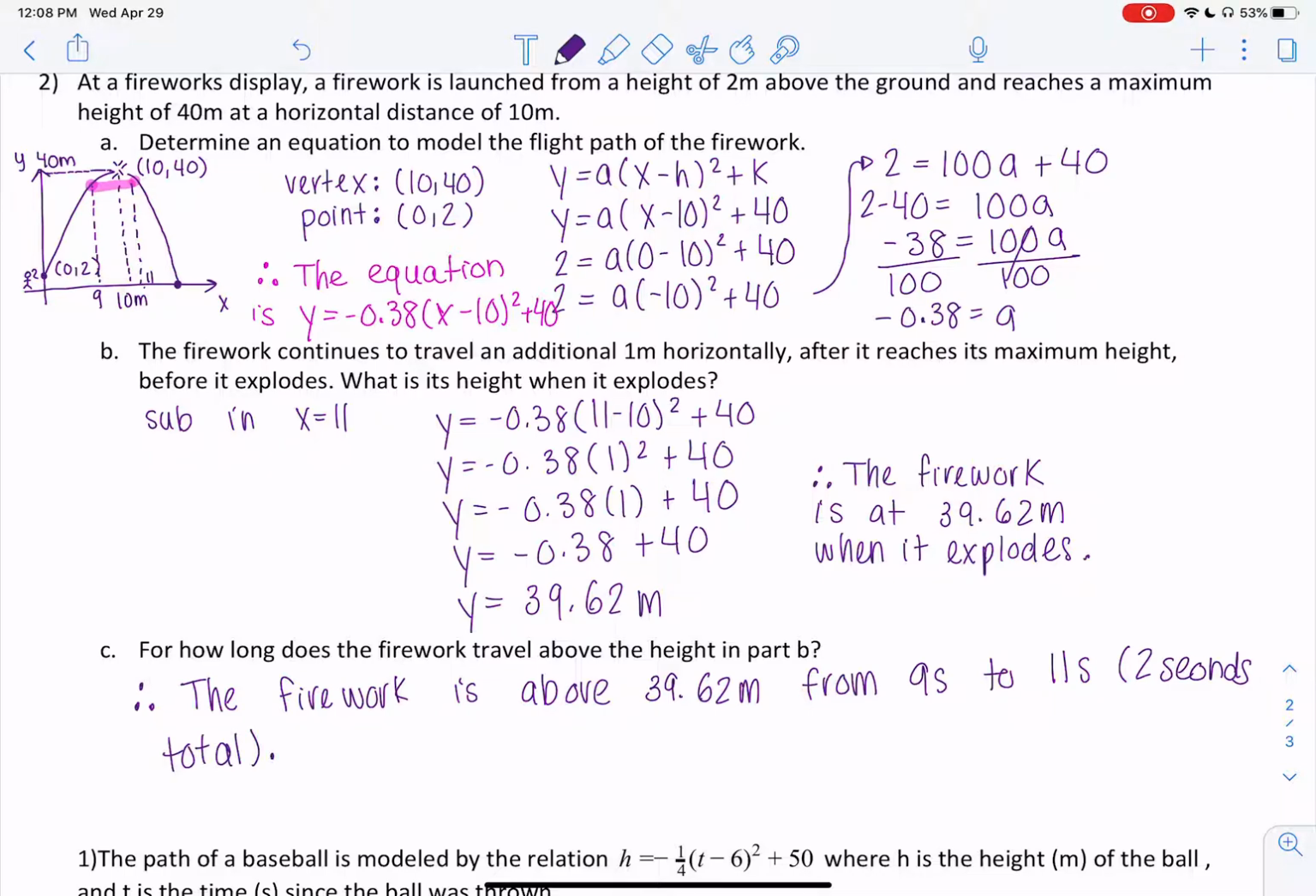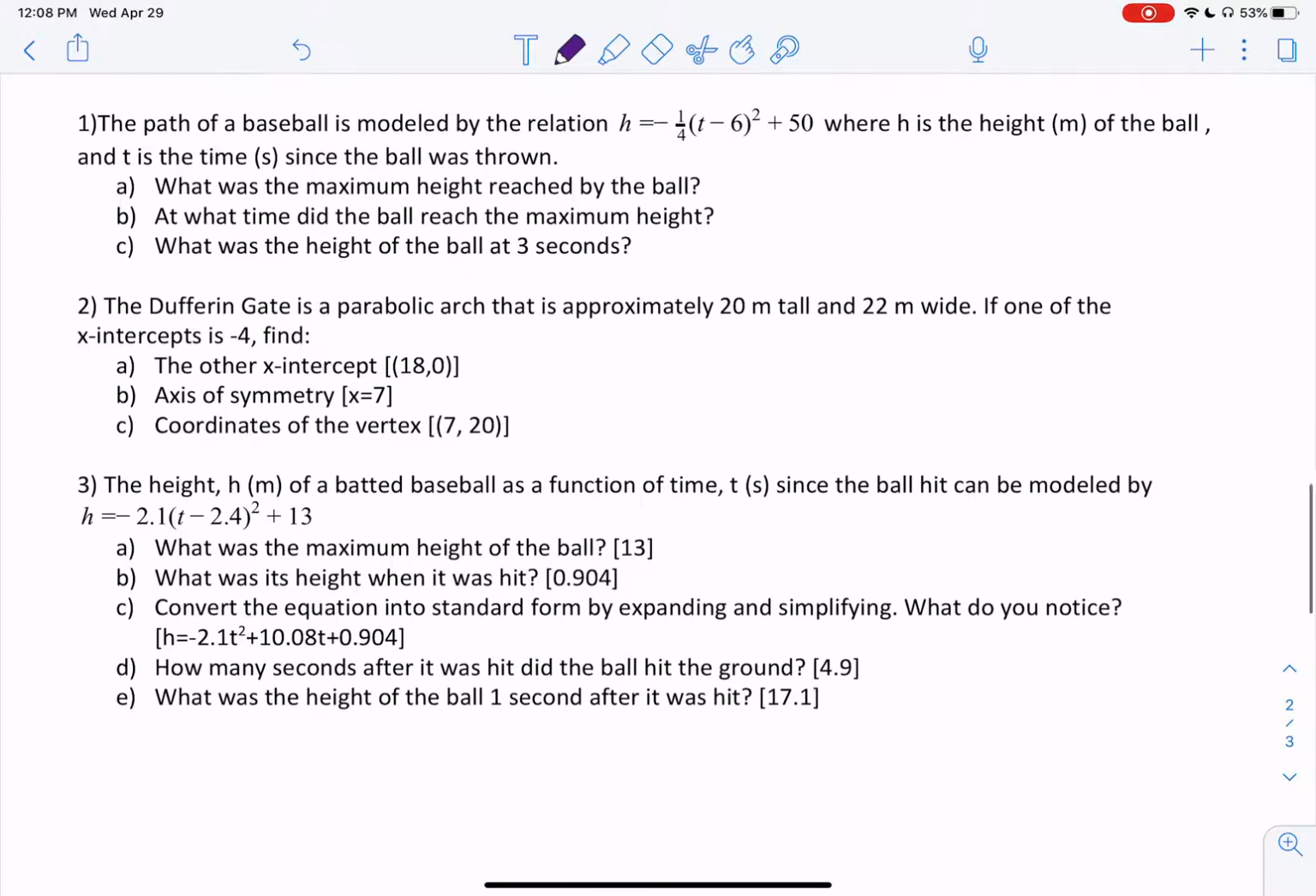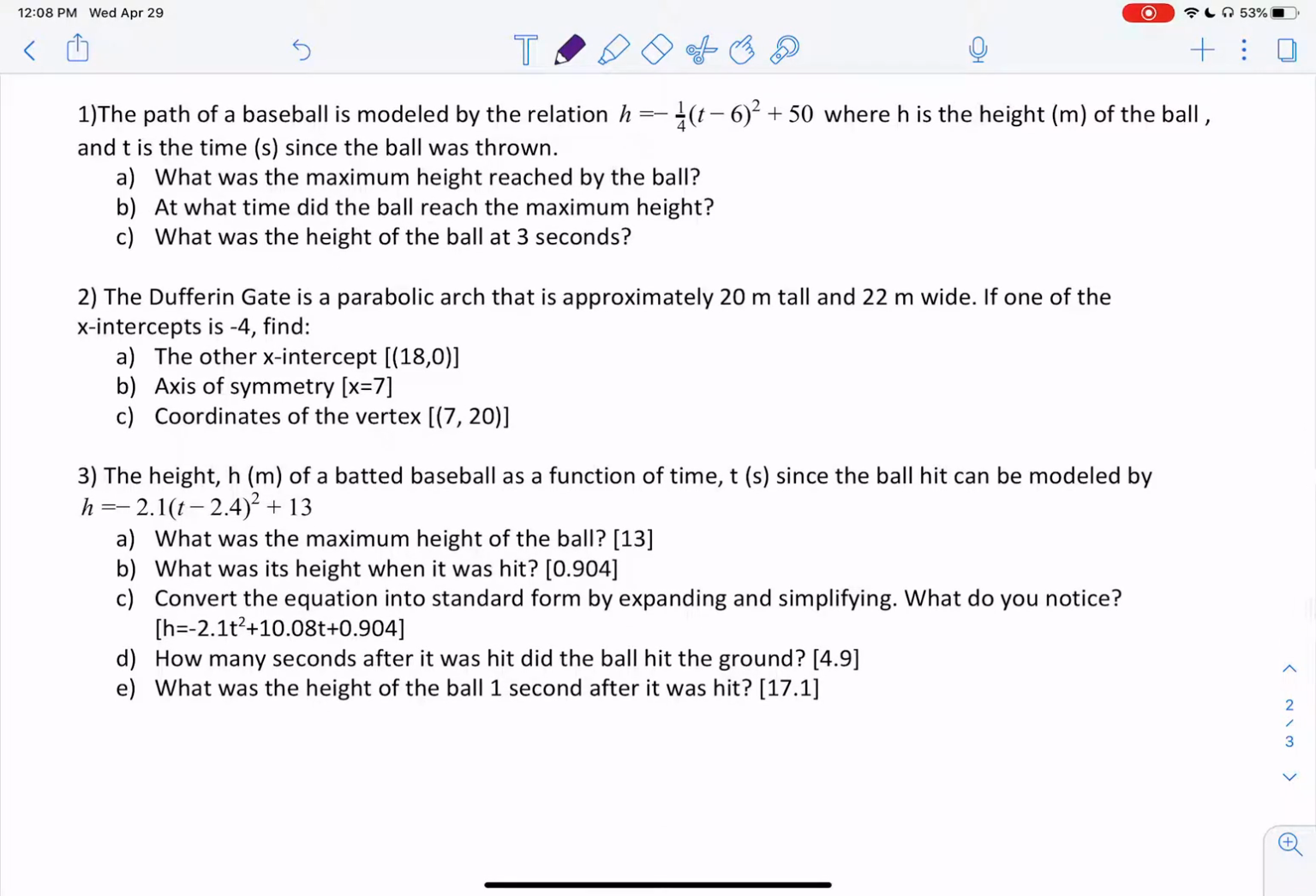So using the symmetry of the graph is a really good idea. Once I know where my vertex is, if I know one point on one side, I can just find the matching point on the other side, and I know that that is the other point that's at the same height. There's a few practice ones below. Give them a try, and then take a look at the full solutions below.